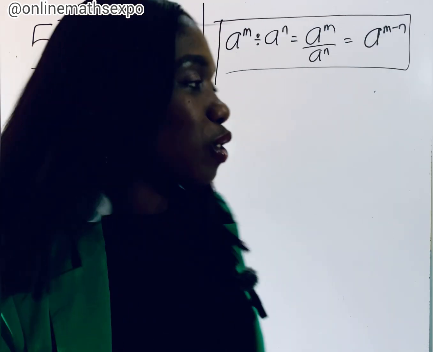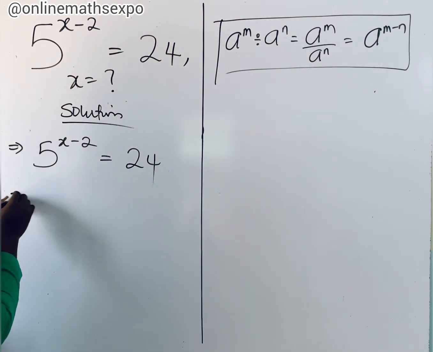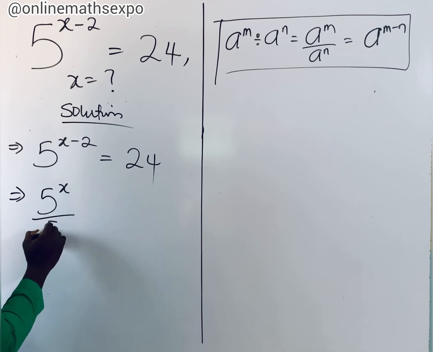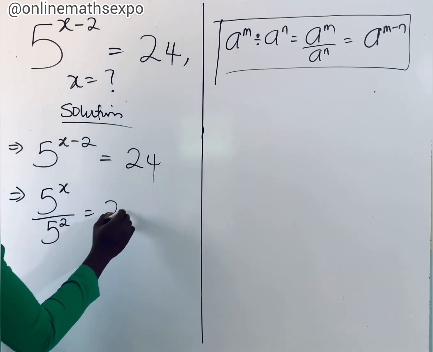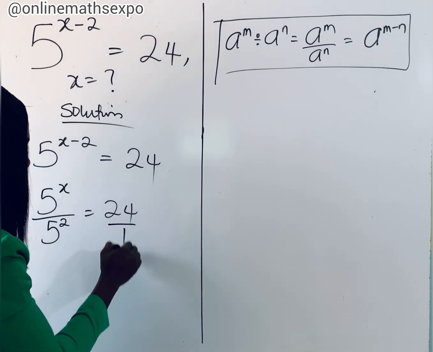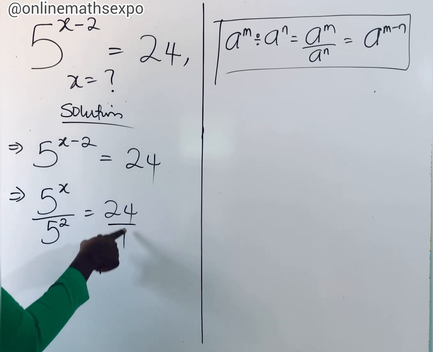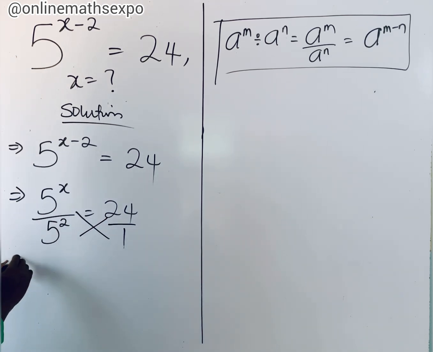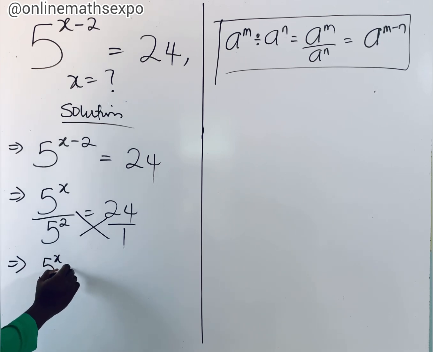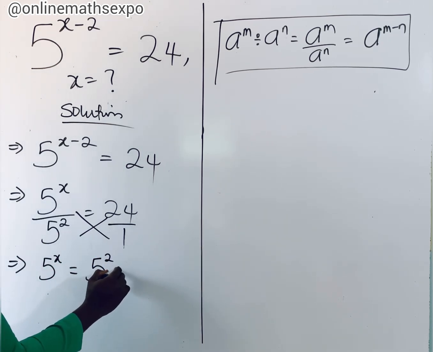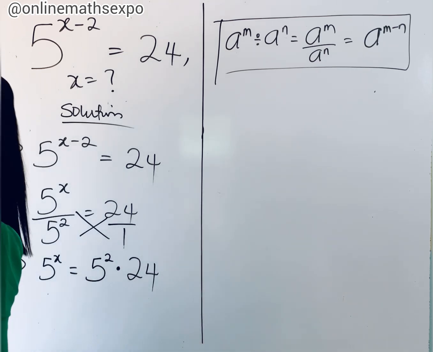To do that, see what we have. So this is giving us 5 to the power of x. This will turn to division, okay, is equal to 24. Interesting. Now, what do you do again? Just remember that this is a whole number, make it a fraction. So you divide by 1, cross multiply. This will multiply this to give us 5 to the power of x is equal to, multiply this to you have 5 to the power of 2 is multiplied by 24.